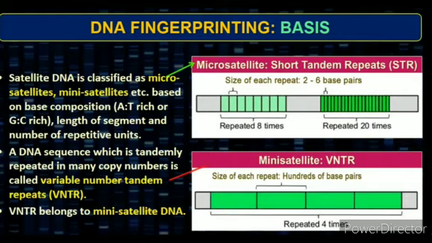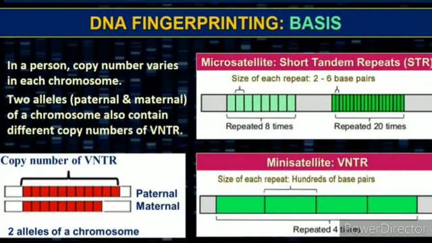The variable number of tandem repeats belongs to a class of satellite DNA referred to as minisatellite. A small DNA sequence is arranged tandemly in many copy numbers. The copy number varies from chromosome to chromosome in an individual. The number of repeats shows a very high degree of polymorphism. As a result, the size of VNTR varies from 0.1 to 20 kilobases.